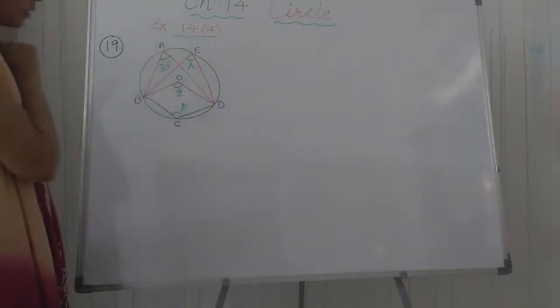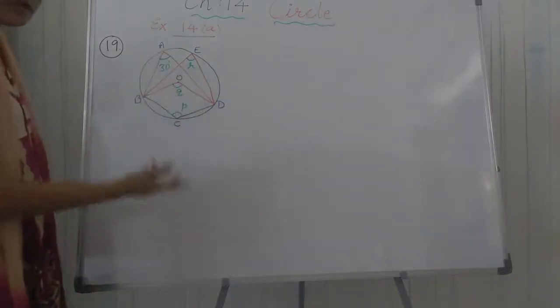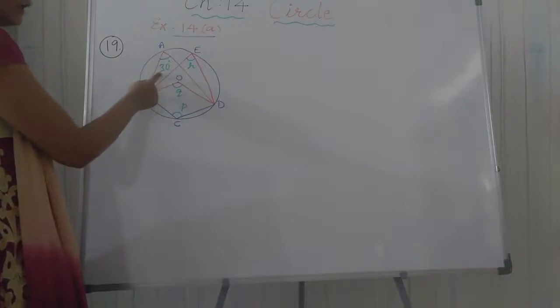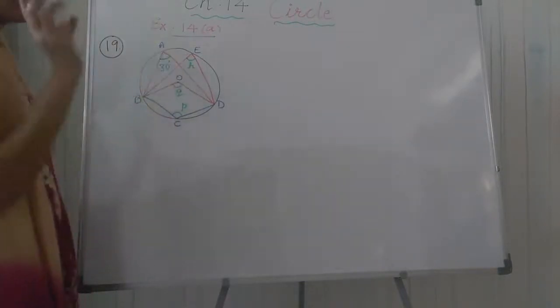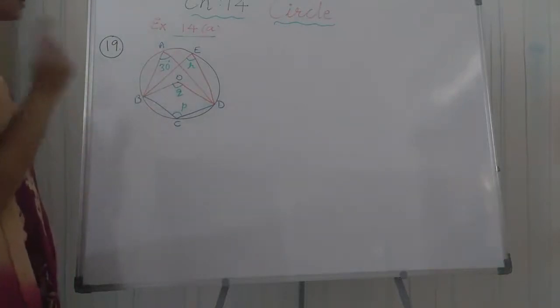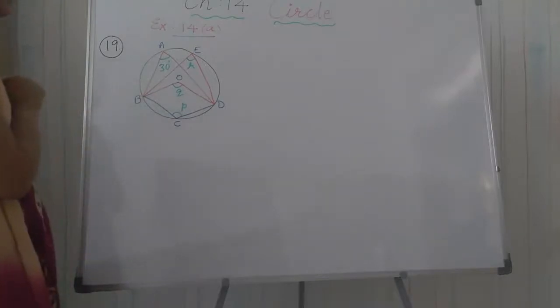Center O is given to us, and the angles are given like this. The figure is already given in the question. Angle BAD is given as 30 degrees, and you want to calculate P, Q and R, the three angles of this diagram. Now students, you have to check how we can find the angles.